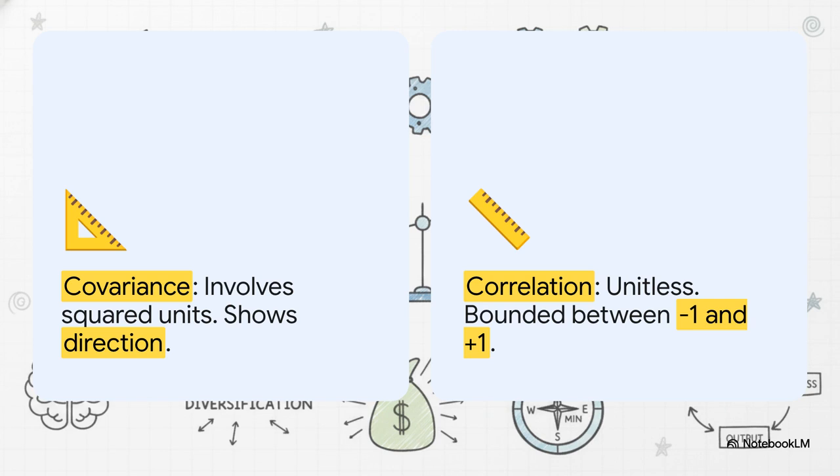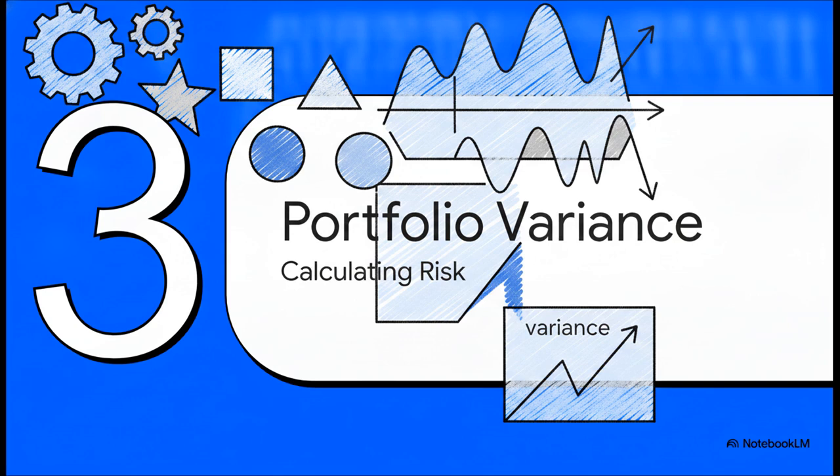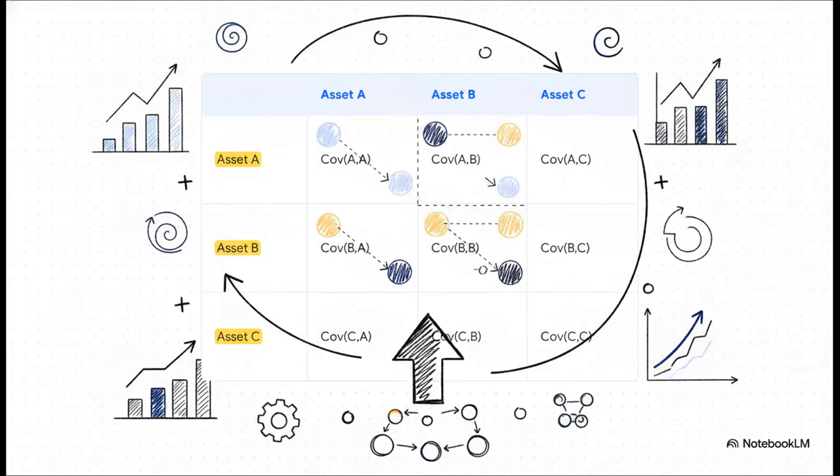Okay, on to Section 3, calculating portfolio variance. Now, to find the total portfolio variance, we can't just look at the individual risks in a vacuum. Notice this matrix for a 3-asset portfolio. Right down that diagonal, you see the individual variances, how asset A varies with itself, B with B, and C with C. But look at all those off-diagonal boxes. Those are the covariances between the different assets. We literally have to add up every single one of these terms to find our true total portfolio risk.